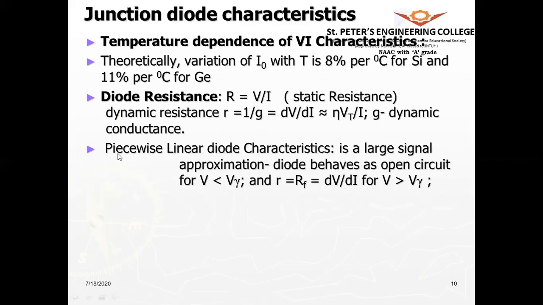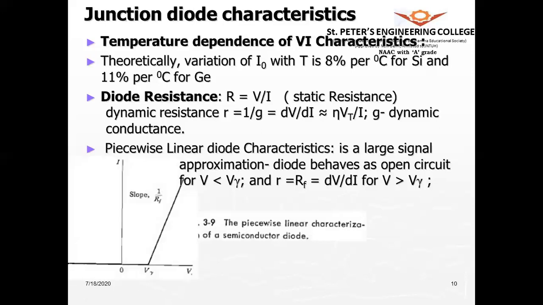The diode can be simplified, or we can use the piecewise linear diode characteristics for the large signal approximation, in which case we say that below V gamma, or the knee voltage, there is zero current, and after V gamma there is a rise in the current, and the slope of that rise of the current is 1 by Rf, where Rf is the resistance in the forward bias.